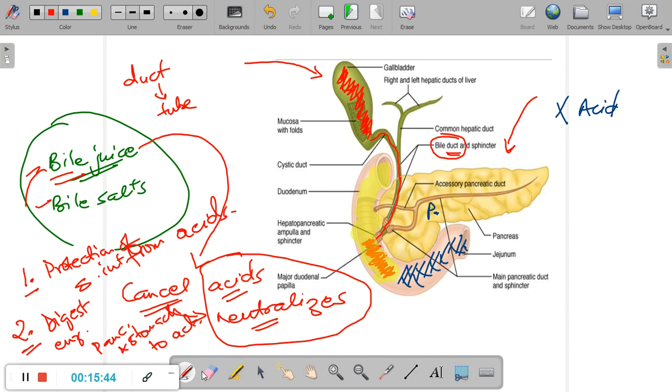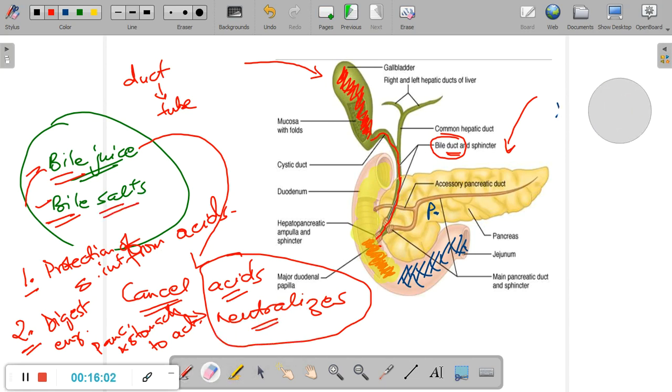Let us proceed a little bit further. I hope you've understood the function of the bile juice. Now we come to the second component, which are the bile salts. The bile salts are also released by the gallbladder, but where are they made? They are made in the liver. Now what is the function of the bile salts? We are coming to bile salts.